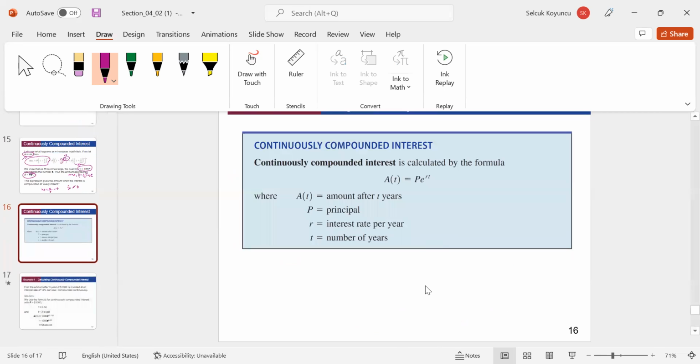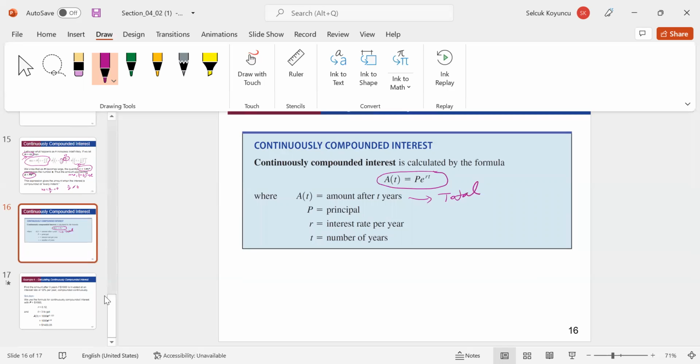Now let's summarize the formula. Continuously compounded interest is calculated by this formula, where again P represents the principal, the initial amount, r is the interest rate per year, t is the number of years, and A will be the amount after t years, so the total amount.